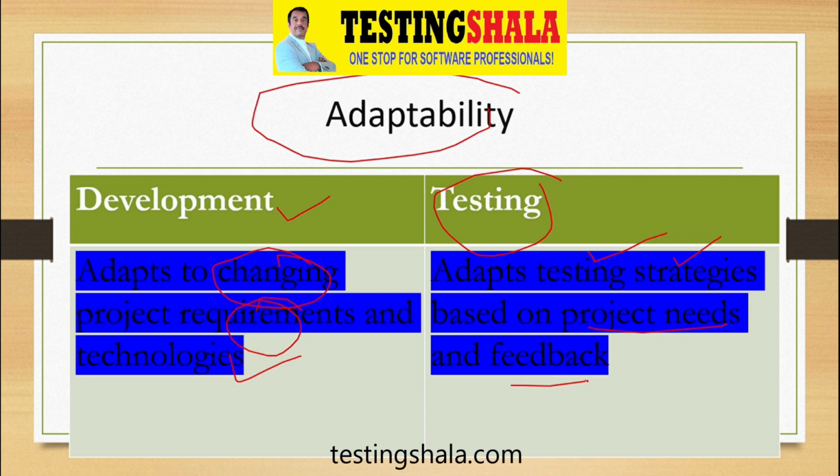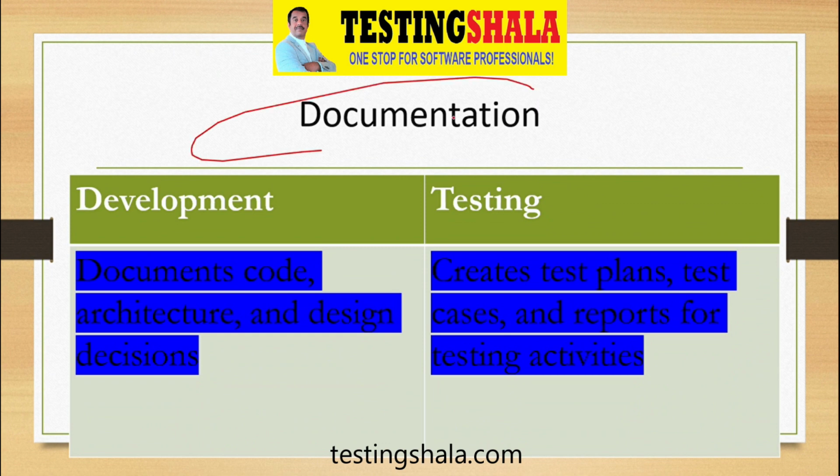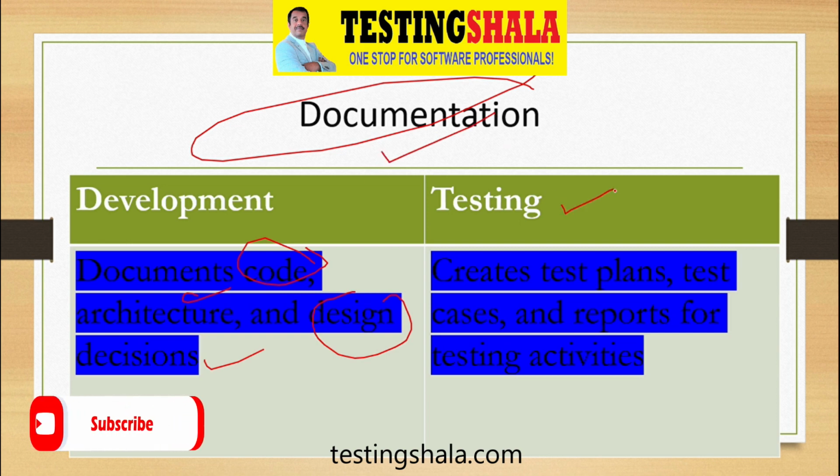as adaptability. And the next key difference is in terms of documentation. From the documentation perspective, the development team will be more focused on documenting code, architecture, and design decisions. They need to document it. But from the testing perspective, they are going to create test plans, test cases, reports, and remaining testing activities.